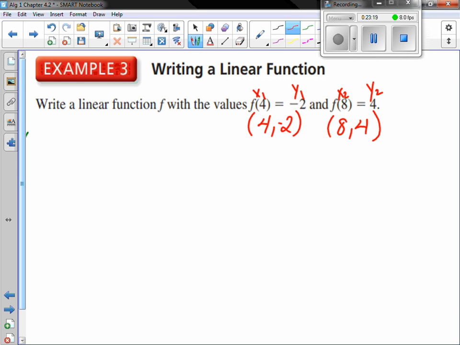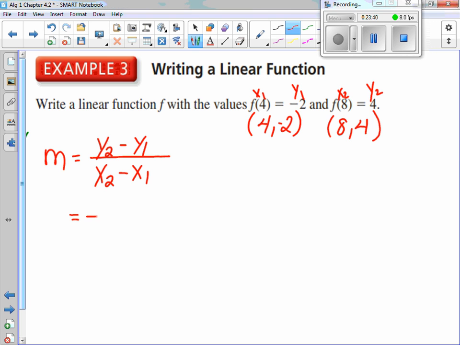Now, unfortunately, they did not give us a graph, did they? So we have to go back to what we did yesterday. We can't use the rise and run. So I'm going to have to use the slope formula, y2 minus y1 over x2 minus x1. So we put the y values on top.